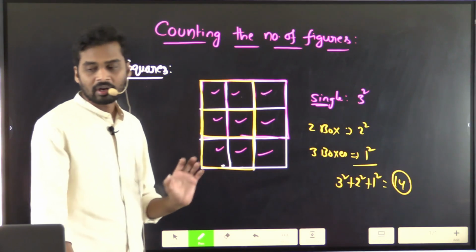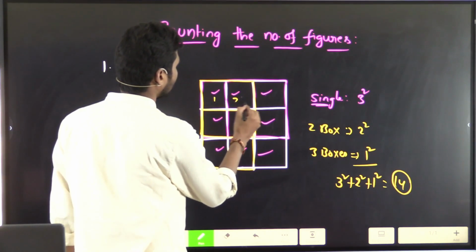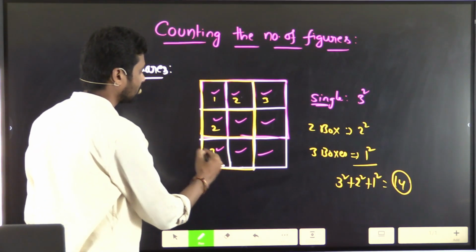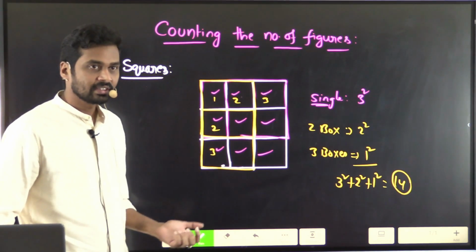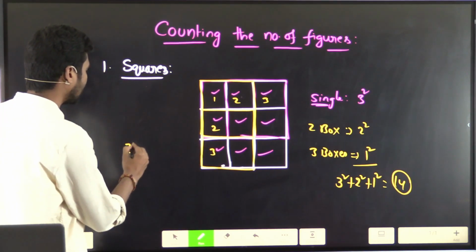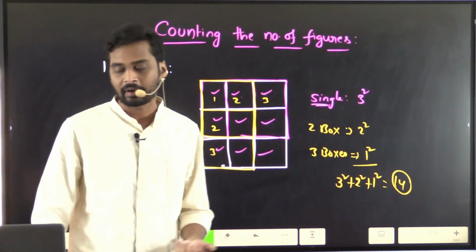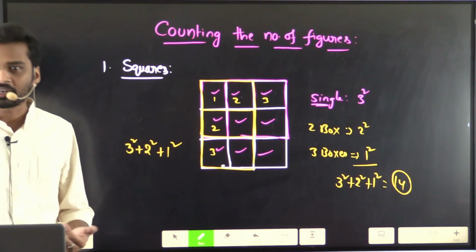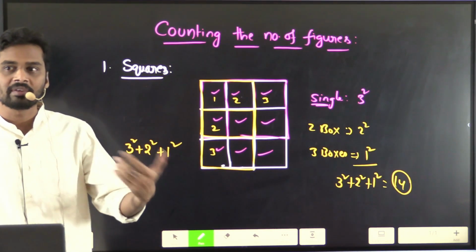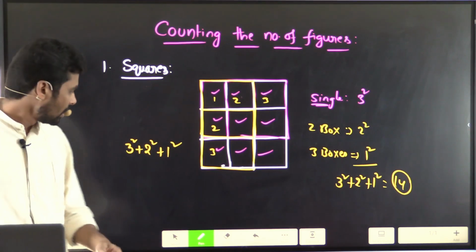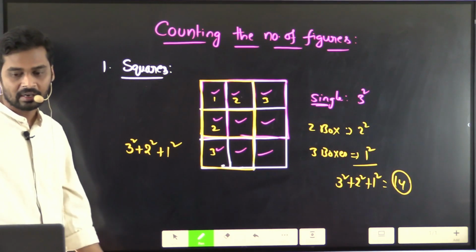Whenever you are asked to find out the number of squares in a geometrical figure, you take the horizontal boxes, which are 3, and the vertical boxes, which are 3. If we have an equal number of horizontal and vertical boxes, the total sum is your answer: the sum of the squares starting from 1 square up to the given number of boxes. So here we have 3 boxes, so the final answer is 3 square plus 2 square plus 1 square. Please note it down.